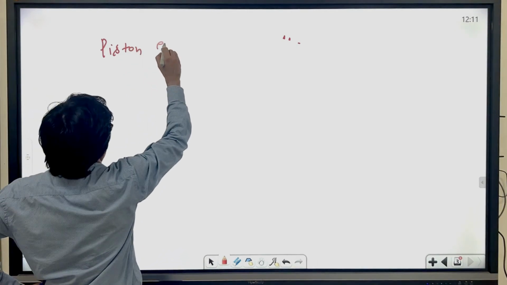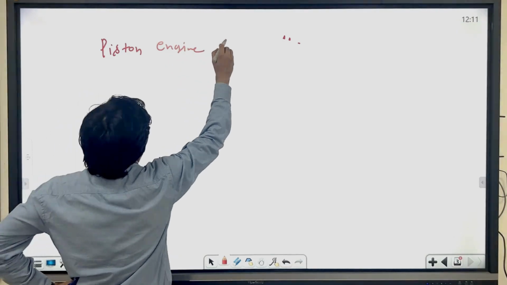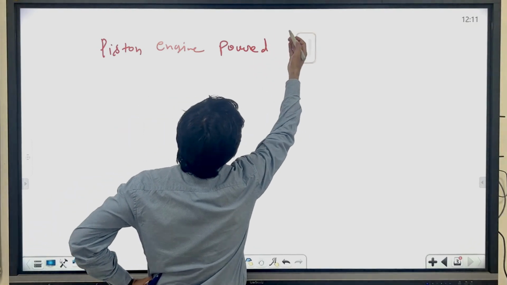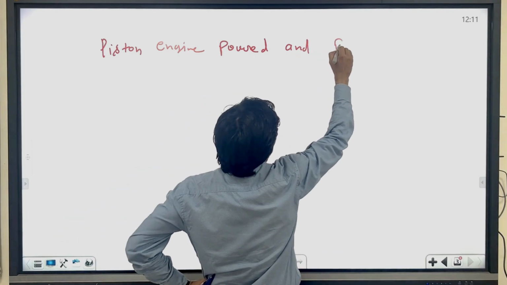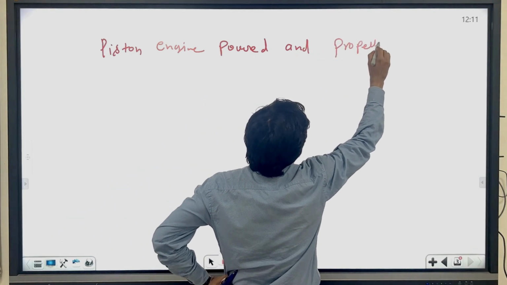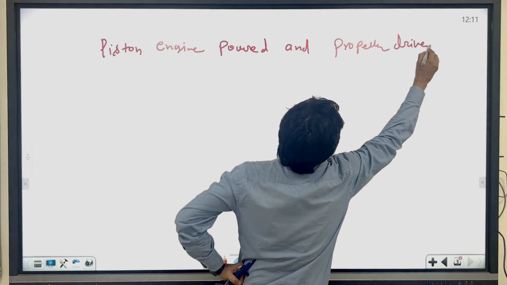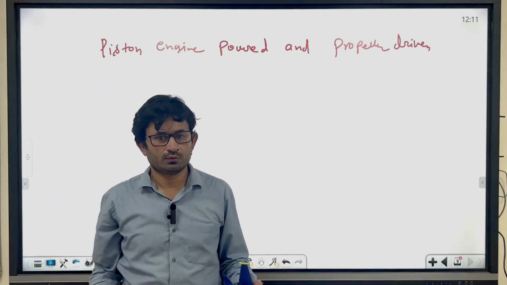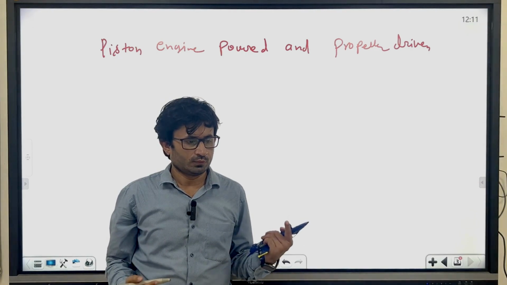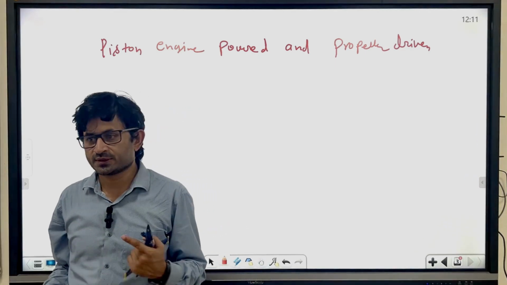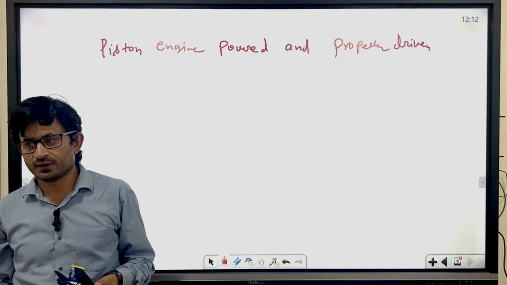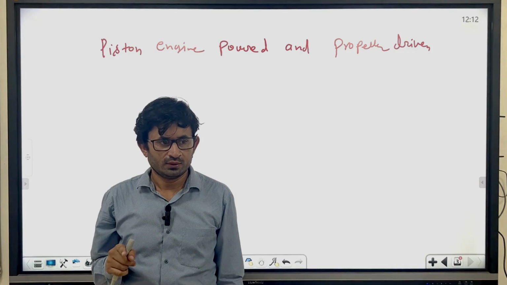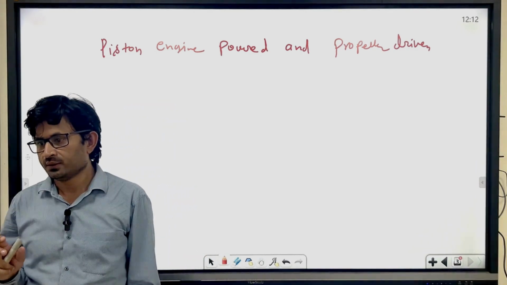Piston or rotary engine powered and propeller driven. Okay, so when you go with this type of engine, piston engine, propeller, where you have a piston internal combustion engine connected with the propeller, which is used to provide the required thrust.